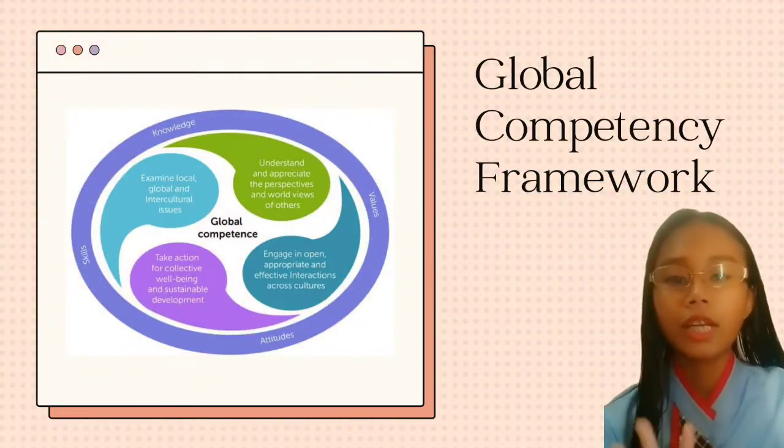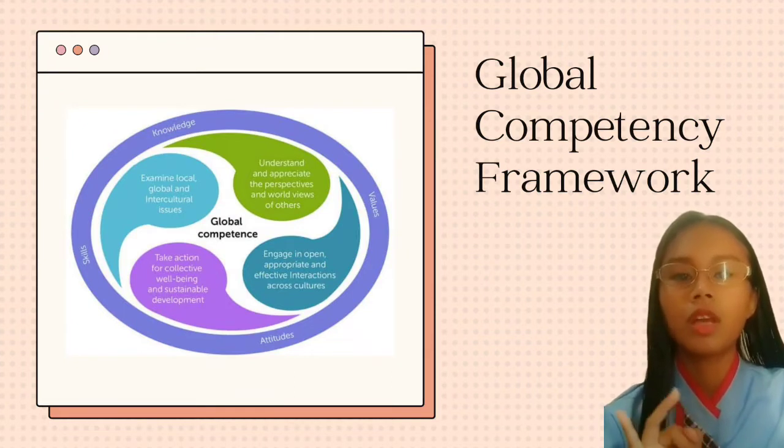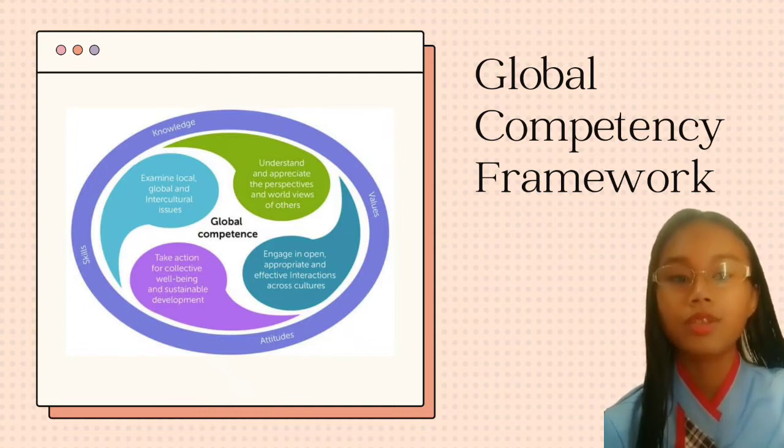Again, the four dimensions of this framework are knowledge, values, attitudes, and skills. We will start with the knowledge: examine global, local, and intercultural issues. For us to become globally competent, we should have the knowledge about the issues around us. Next is the values: understand and appreciate the perspectives of others.